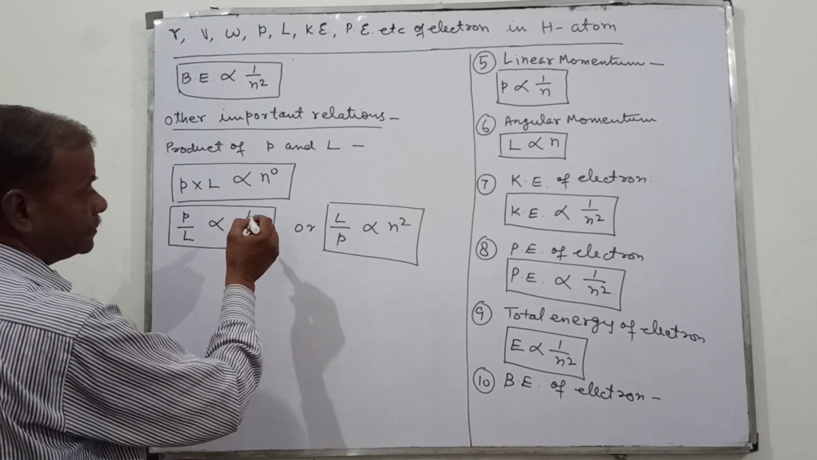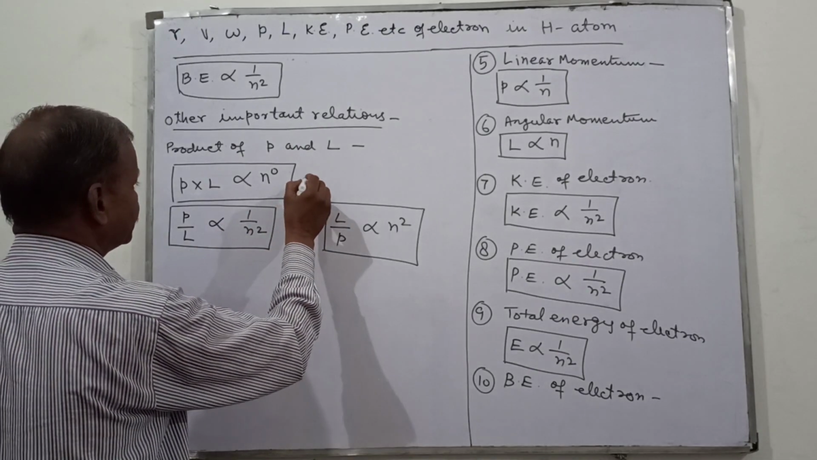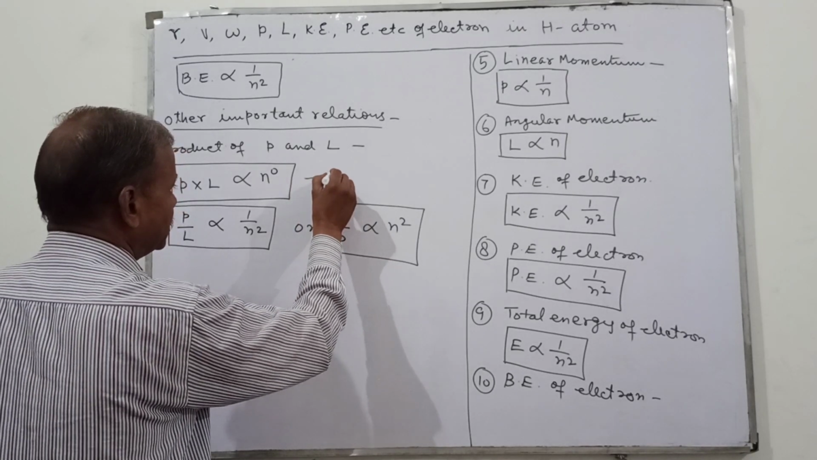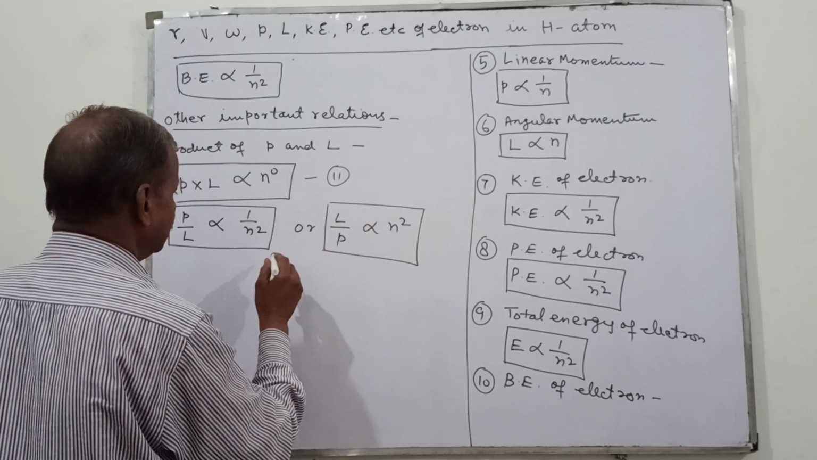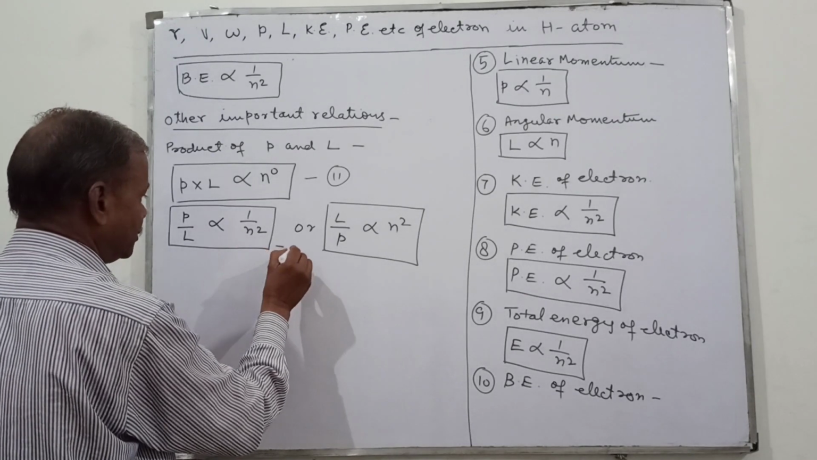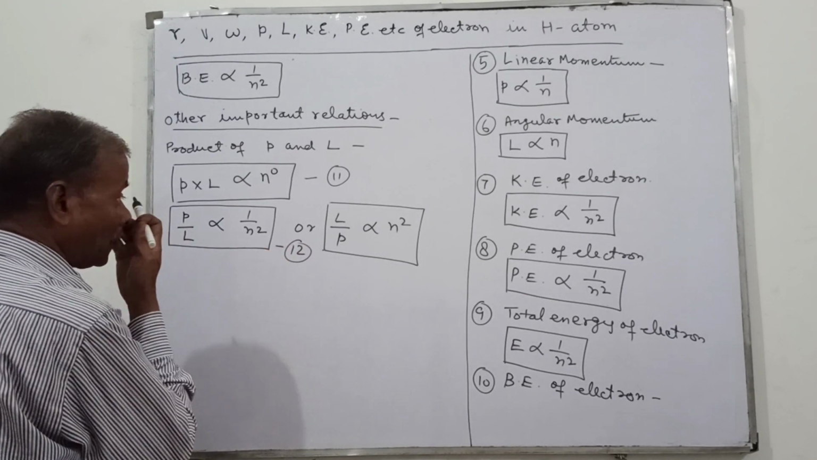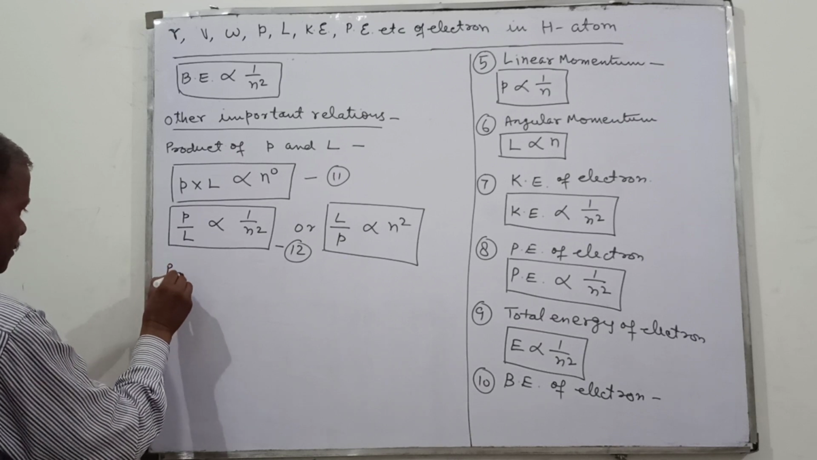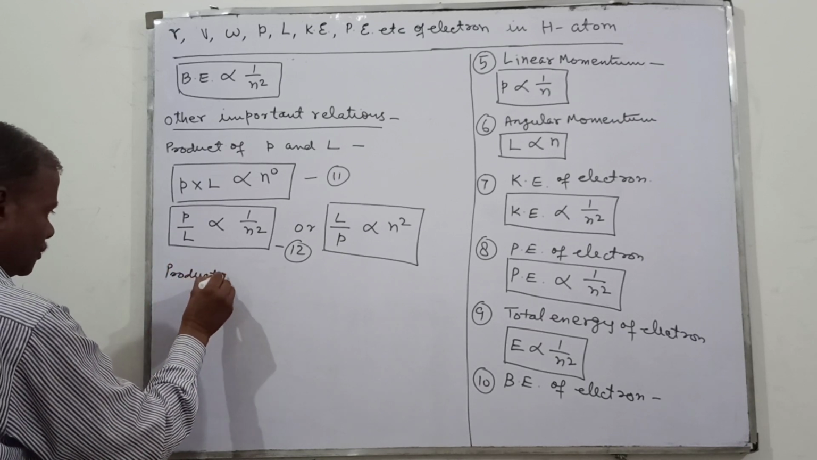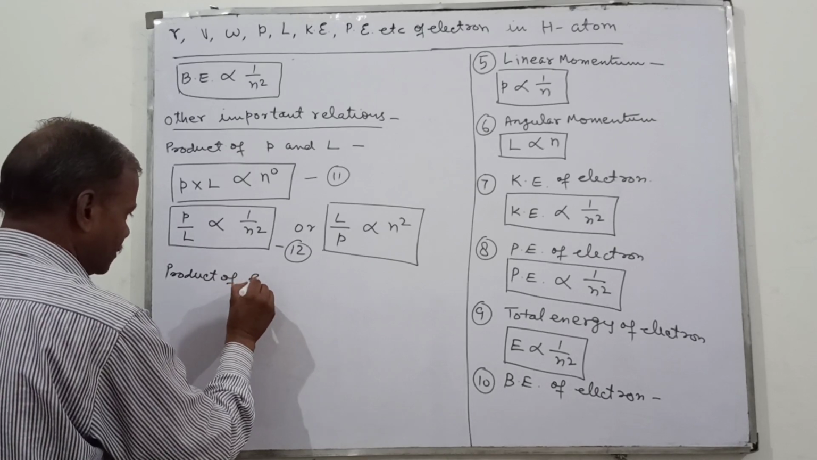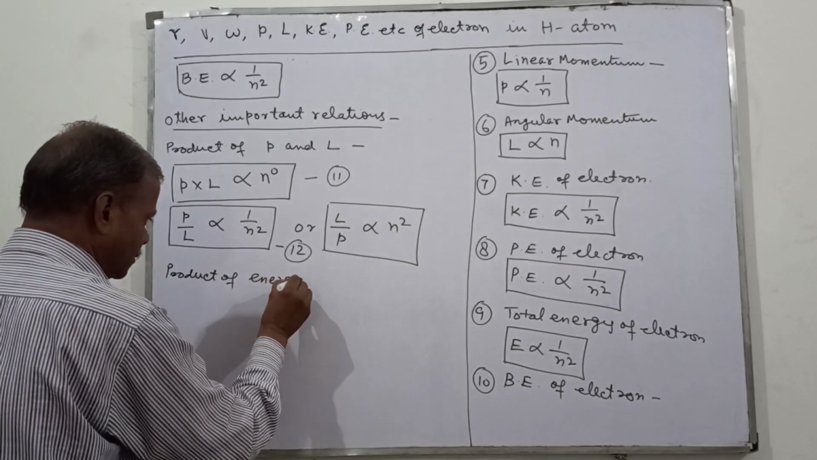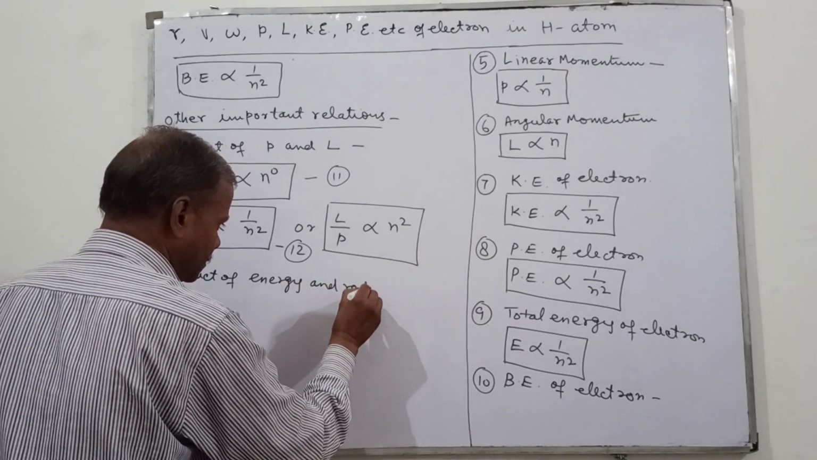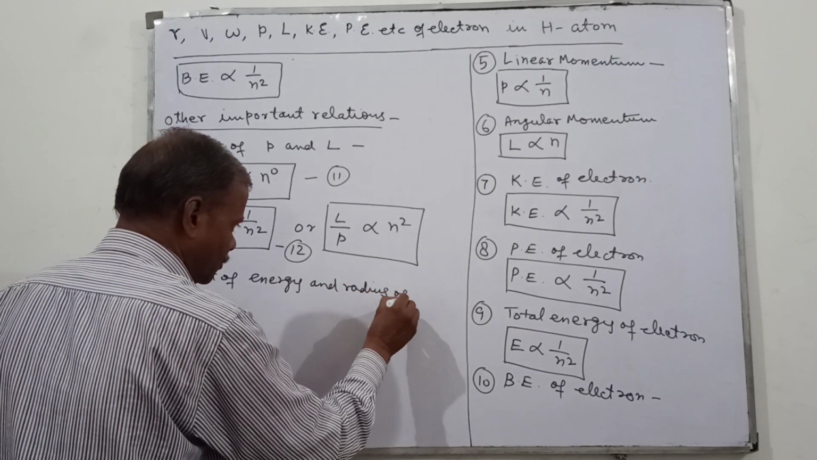So this we name, suppose I take this relation, I give it number 11, this is now number 12, product of energy and radius of orbit.